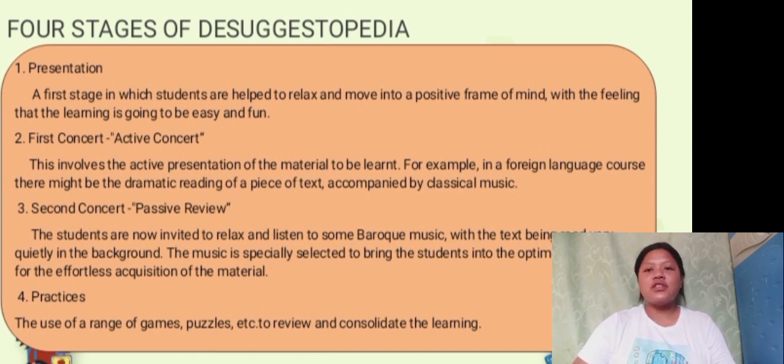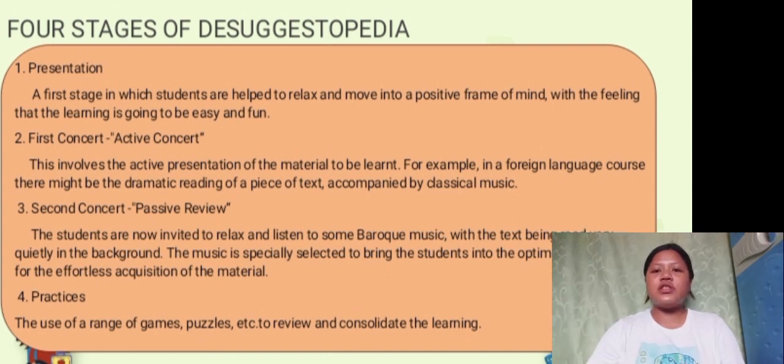The second is first concert or active concert. This involves the active presentation of the material to be learned. For example, in a foreign language course, there might be the dramatic reading of a piece of text accompanied by classical music. The third stage is second concert or passive review.